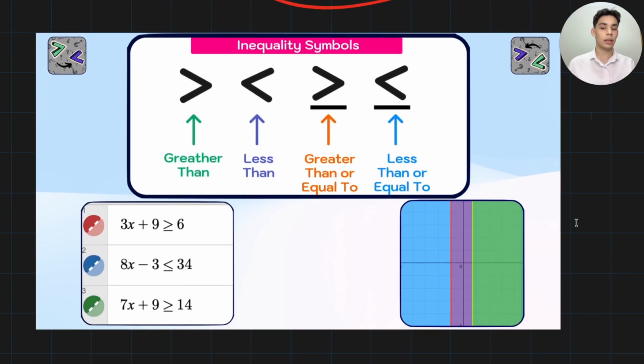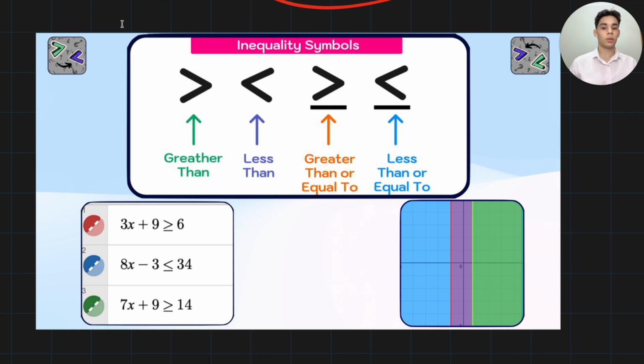Now, in inequalities we have four signs. The first one is this sign, the second one is this sign, the third one is this sign, and the fourth one is this sign. All you need to remember is those four signs. Let me show you what each of those mean.